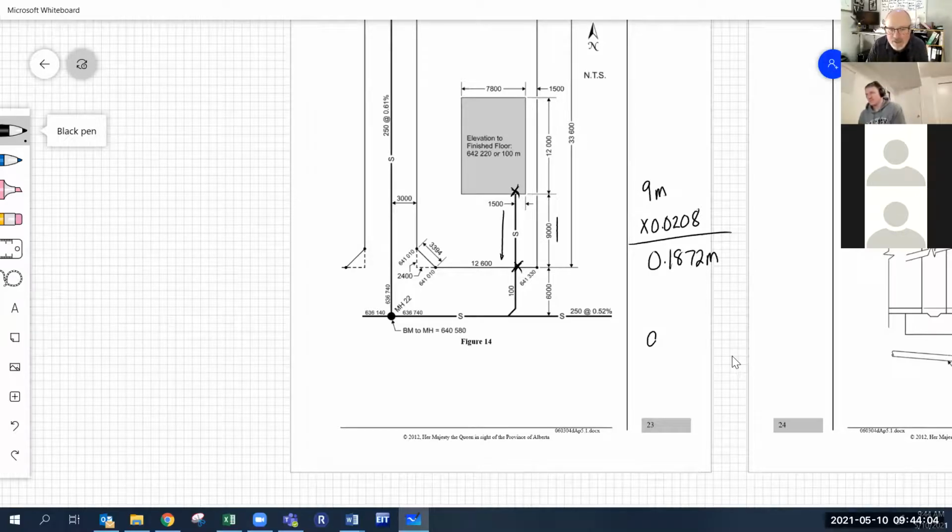And now I will take my known invert from the house where that pipe is, and I'll drop it down 0.1872. And I'll minus that off of my 96.55 because we're going deeper. We have to minus it, right? And that comes out to 96.36 meters is the invert elevation at that point.